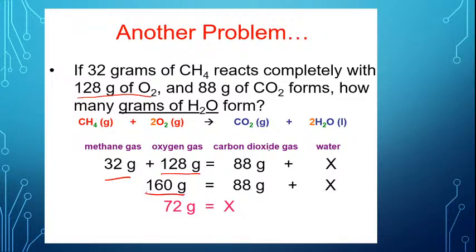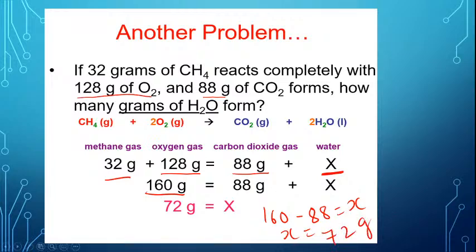Now on the other side, how much carbon dioxide was formed? 88 gram. Now they are asking what is the mass of water. So we will take the sum of this, that is 160. Then 160 minus 88 is equal to x. So what will be the x value? That will be 72 gram. So what is the mass of water? That is 72 grams.